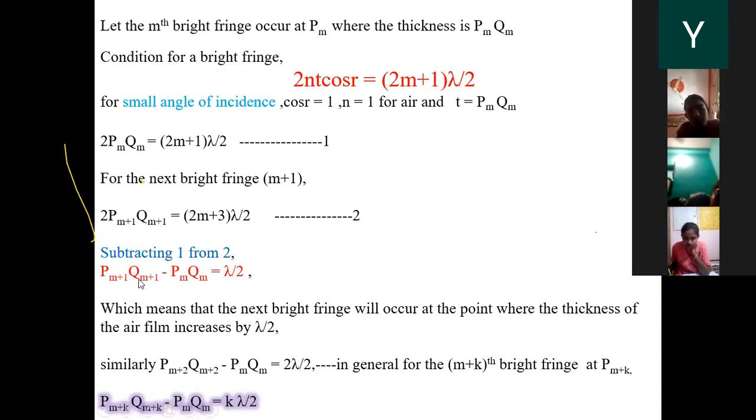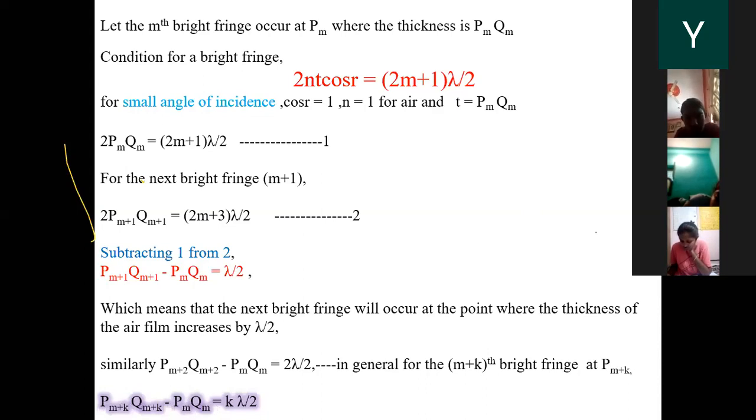Successive bright fringes could be m plus 1, m plus 2, m plus 3. So for successive bright fringes the condition should be half integral of the wavelength. That's what I have written in the next line. The next bright fringe will occur at a point where the thickness of the air film increases by lambda by 2. So as the thickness of the air film increases in steps of lambda by 2, I go in for the m plus kth bright fringe.